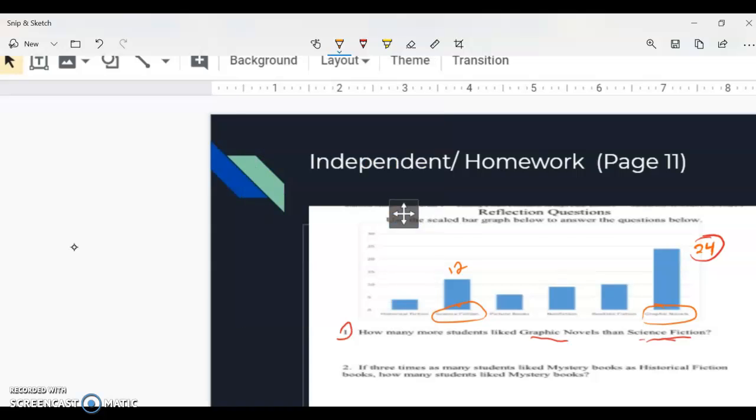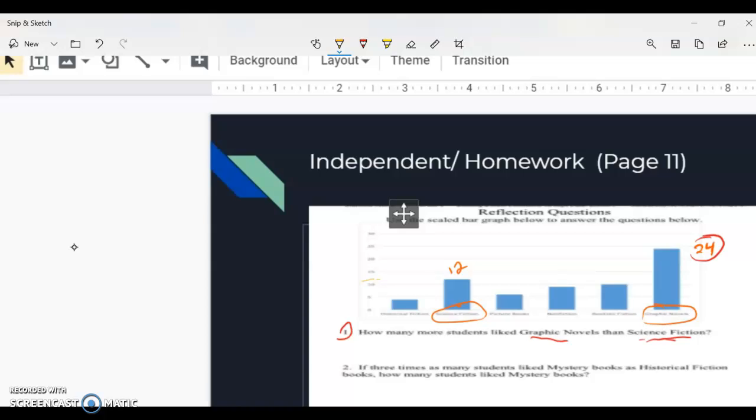Okay, so now let's go down to science fiction. We're going to do the same thing, looking at the bar for science fiction. We're starting at the bottom, going all the way up, and it stops right here. So we go down this line, and we see where it actually ends, and it is just above 10, in between 10 and 15. It's not directly in the middle, but it's closer to the 10 than it is to the 15. So I'm going to say 12 for that one.